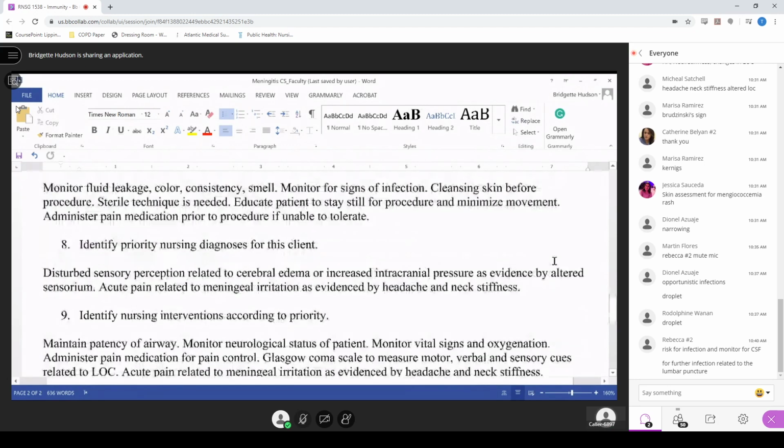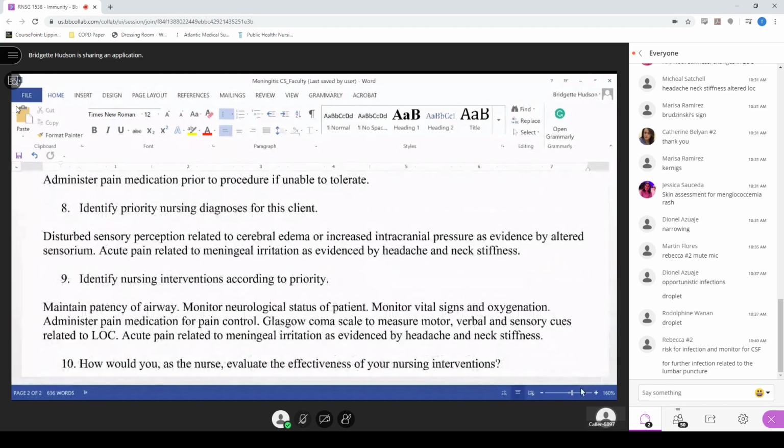All right, nursing intervention. So ABCs, patent airway, neural status for the patient, vital signs, oxygenation, pain medication, your GCS related to the LOC, checking pupils when they're talking about neurologic status, and what are their grip strengths and pedal pushes and so forth and so on. So that'll be that one.